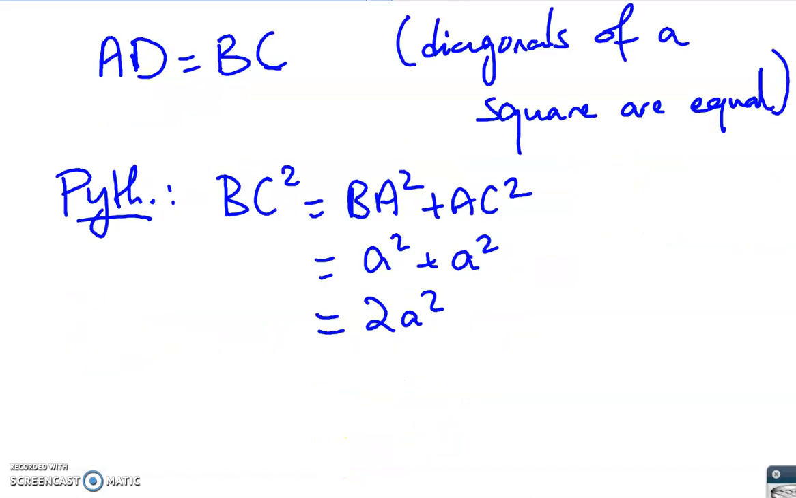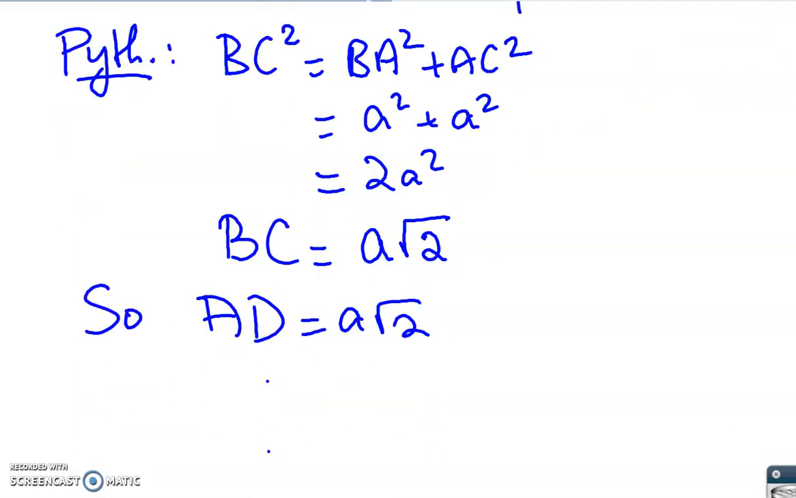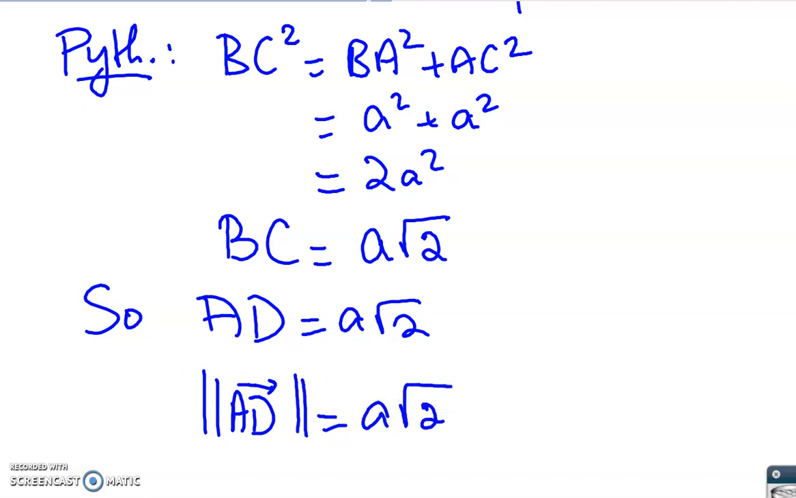Hence BC is either plus or minus radical this, but since we know that the length is positive, then BC is equal to A radical 2, and therefore AD is equal to A radical 2, and the norm of AD is A radical 2. And as I said before, if you don't want to apply Pythagoras theorem, you can simply say that it's A radical 2 because it's a property of a right isosceles triangle.